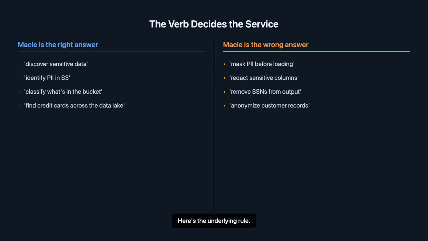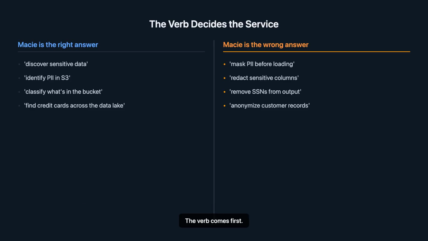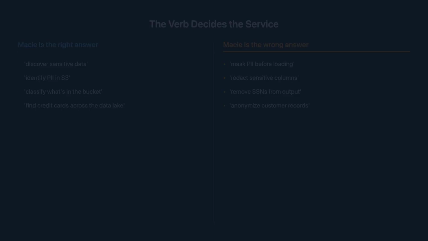Here's the underlying rule. When the verb is discover, identify, or classify, Macie applies. When the verb flips to mask, redact, remove, or anonymize, you need a service that actually transforms the data. Those verbs belong to Glue Studio, DataBrew, S3 Object Lambda, or Redshift Dynamic Data Masking. The verb comes first. Read it before you look at anything else in the scenario, because it tells you whether you're in discovery territory or transformation territory.